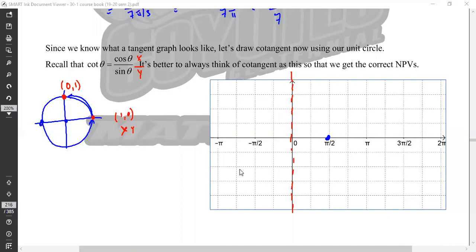At pi, what's happening at pi? Negative 1 comma 0. So negative 1 comma 0, our x is negative 1 and our y is 0. So it's undefined. At pi, it's undefined.